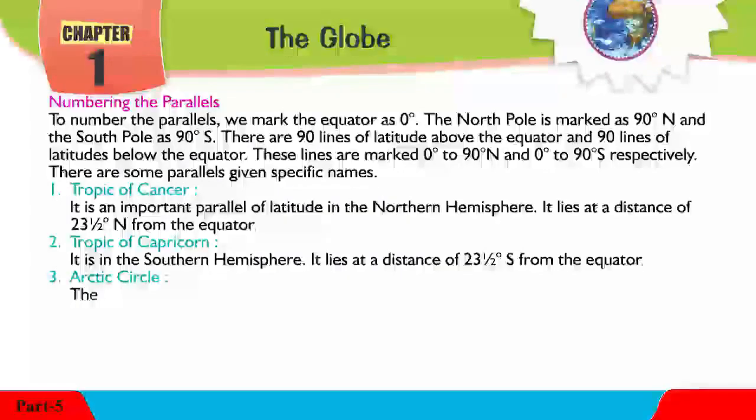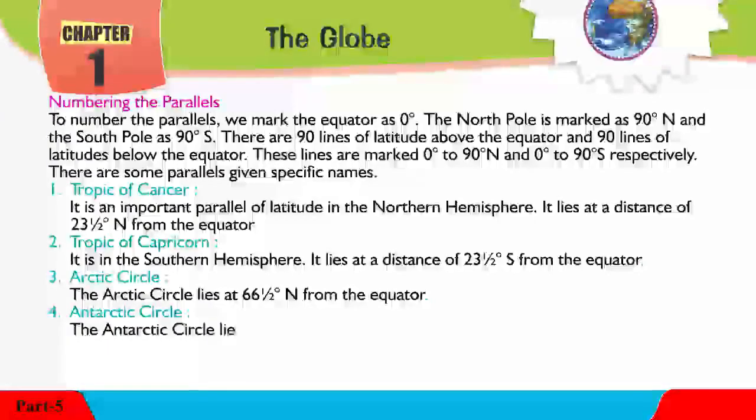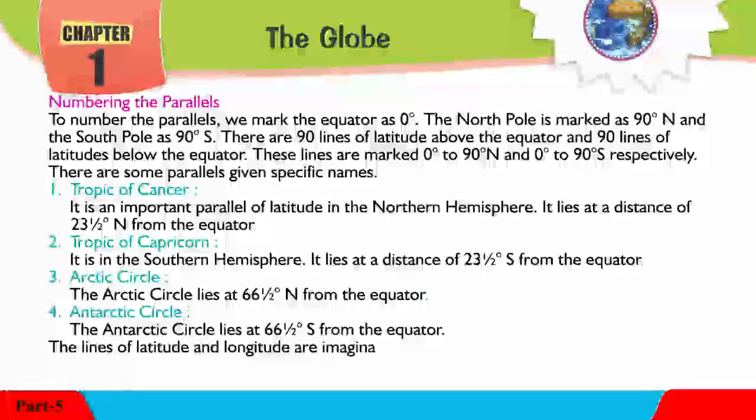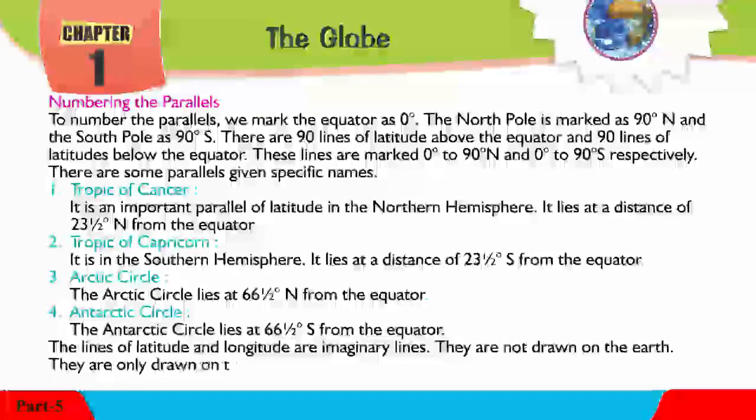3. Arctic Circle. The Arctic Circle lies at 66.5 degree N from the equator. 4. Antarctic Circle. The Antarctic Circle lies at 66.5 degree S from the equator. The lines of latitude and longitude are imaginary lines. They are not drawn on the earth. They are only drawn on the globe to help in locating a place.